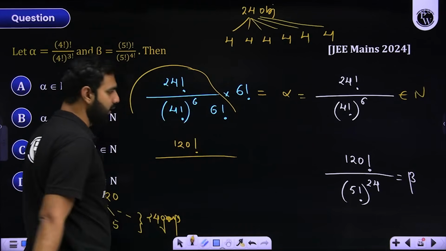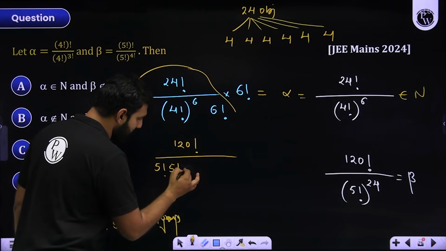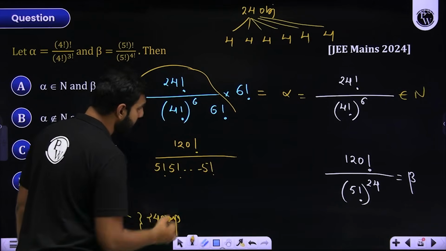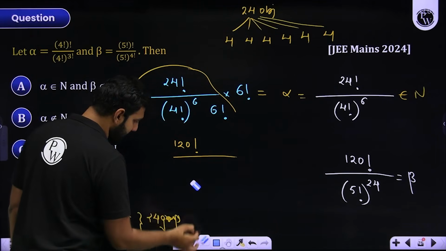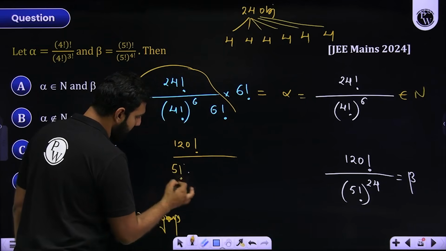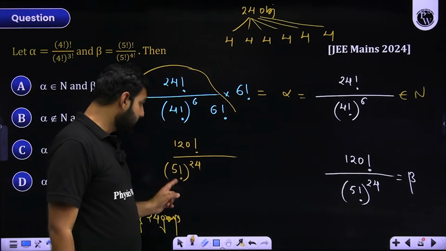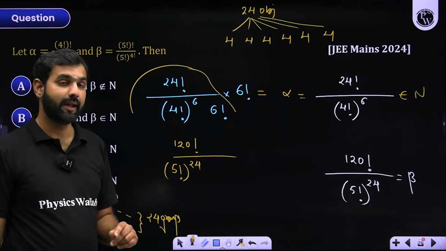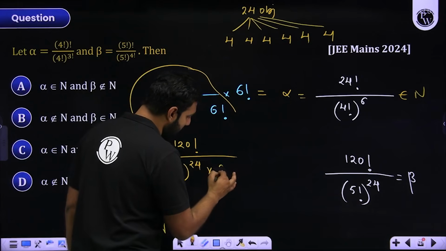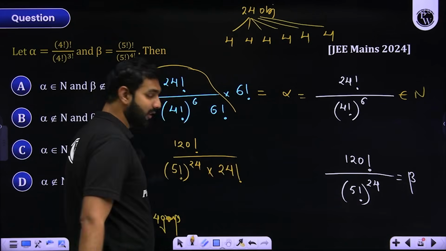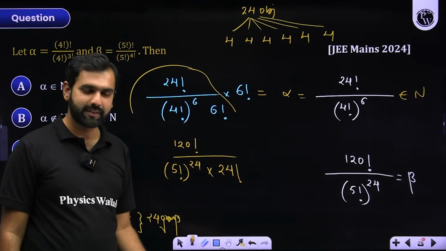So 120 factorial divided by the sizes of the groups: 5, 5, 5. How many groups? They are basically 24. So instead of writing it like this, can I not write it as 5 factorial 24 times, which means 5 factorial to the power 24? Now, this group size has appeared 24 times. So I am asked to divide by the number of times a specific group size is appearing, which is 24 factorial. I hope you're understanding it.